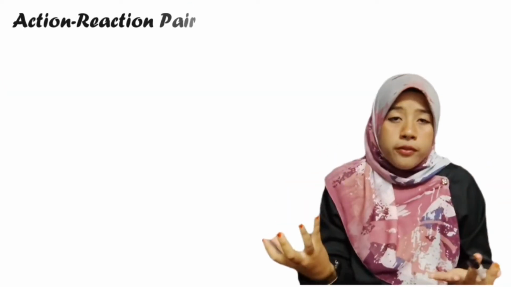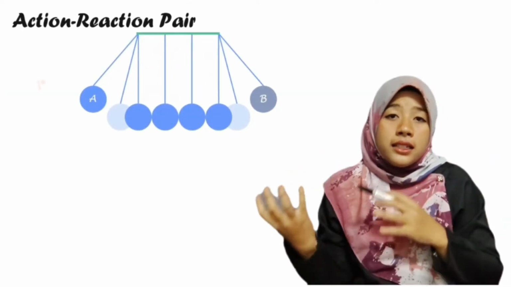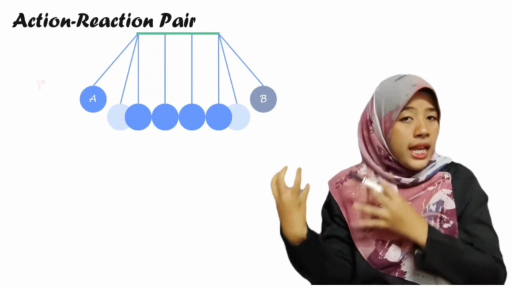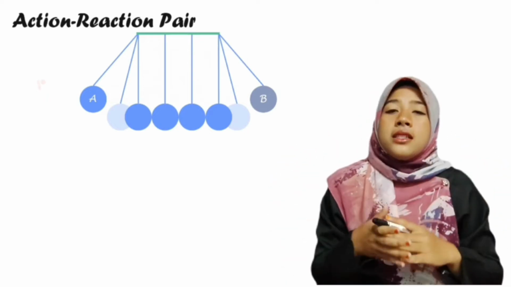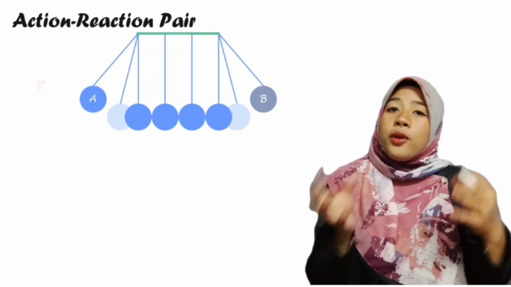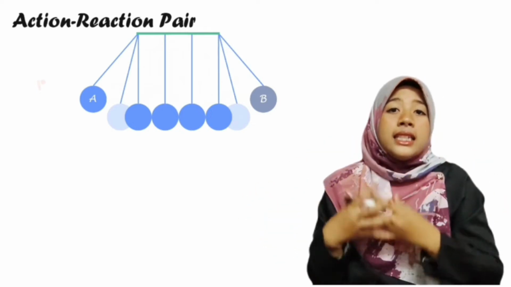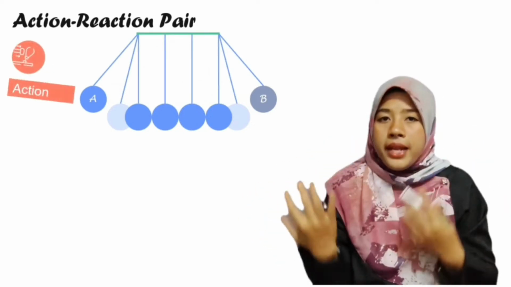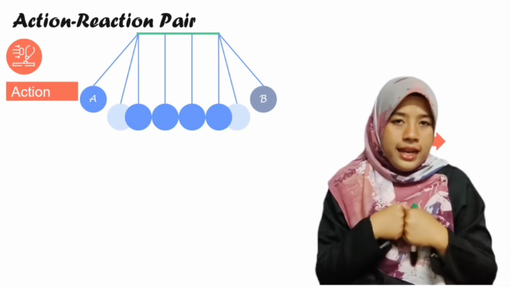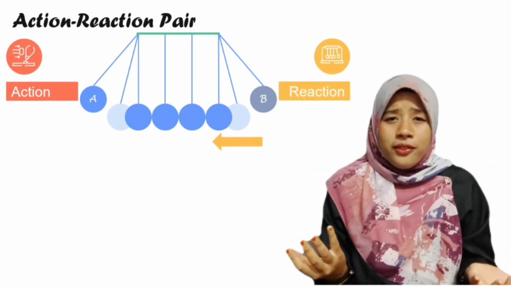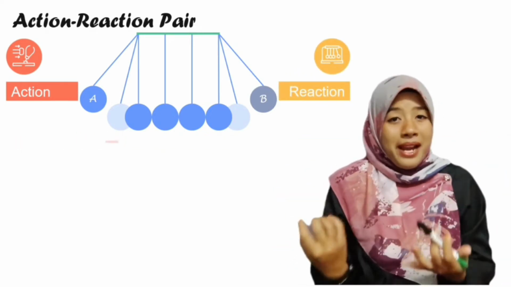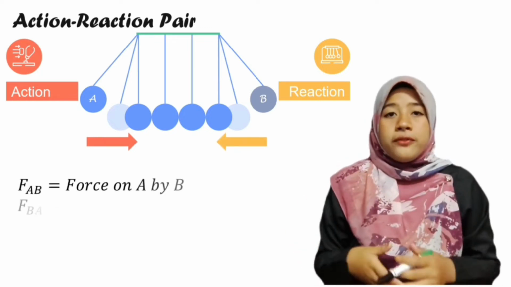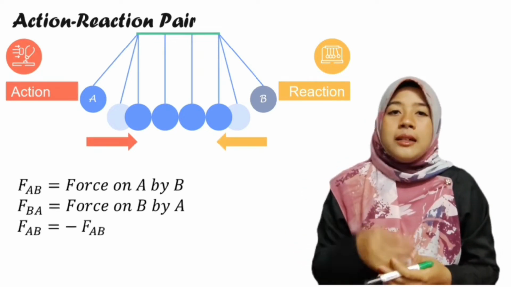From Newton's law of motion, when there is a force exerted by body A on body B, there is also a force exerted by body B on body A. These forces are equal in magnitude and act in opposite directions. Such a pair of forces is an action-reaction pair. So, here is the formula for Newton's third law, as in the example above.